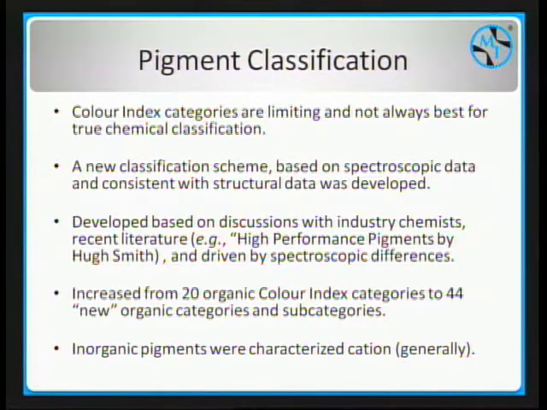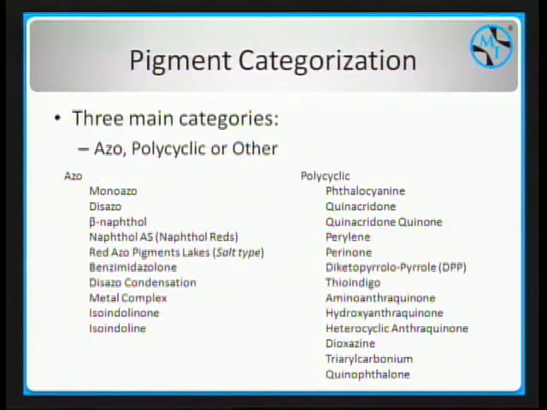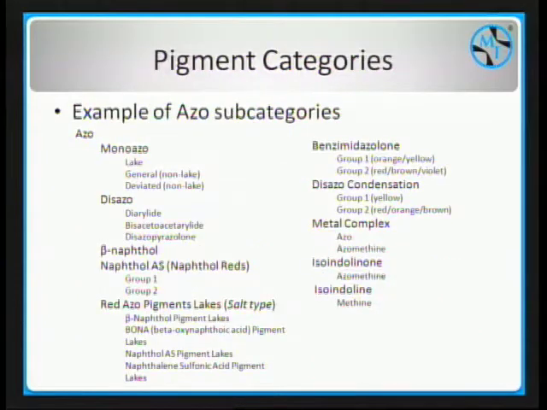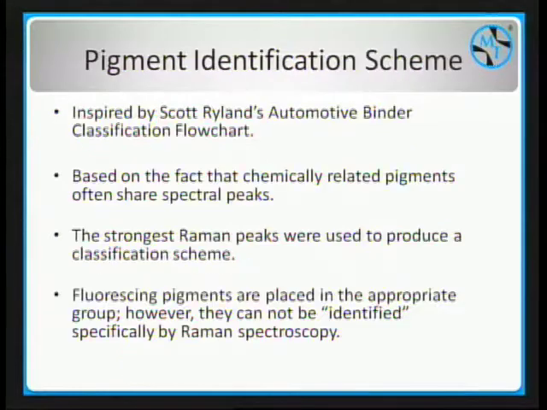We ended up with 44 categories and subcategories, plus inorganic categories, which we found easiest to separate by the cation. The three main categories for organic pigments were azo, polycyclic, and other. These are the categories that we ended up with. Then there were azo subcategories, so we can go further, and these were all laid out by spectroscopic differences as well.